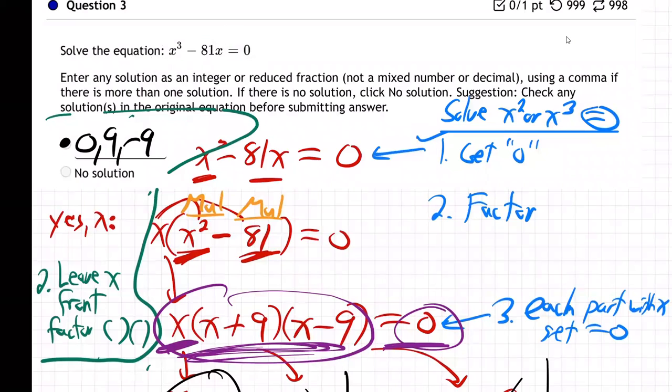That's true. What if you put in 9? 9 to the third power minus 81 times 9. You can try it in your calculator. It's 729 minus 729. It does equal 0. And the same thing is true if you put in -9. So those are the three answers that you can plug in for X, and any of those three will make the equation true, will make it equal 0. So they're what we call solutions to the equation. They're the X values that work.